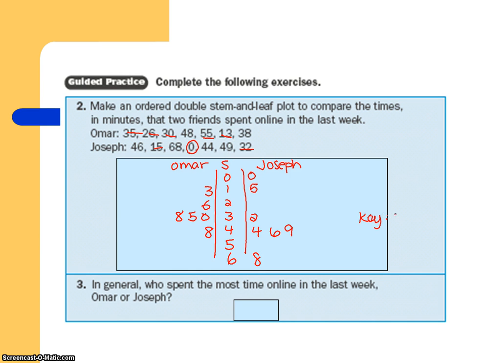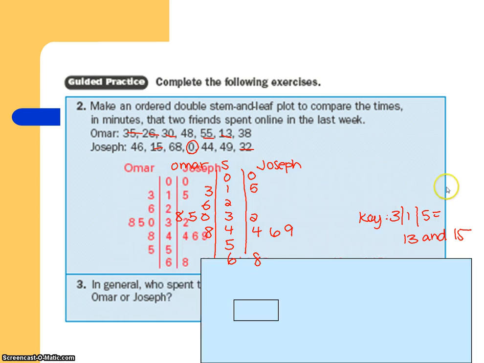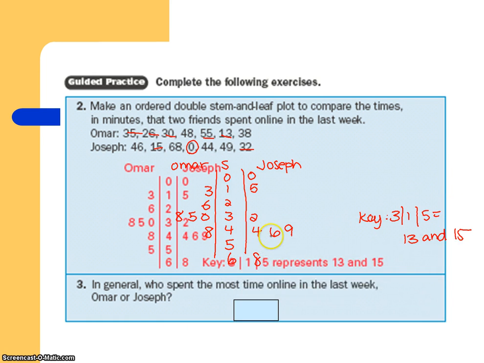The key should be a double, so let's do 3, 1, 5. Whatever you put was fine. And we're saying that this is 13 and 15. Let's check to see if ours looks similar. You can see it does. Remember when you do the zeros, you do need to put that it's double zeros, just so you understand that it's not just there's nothing there.